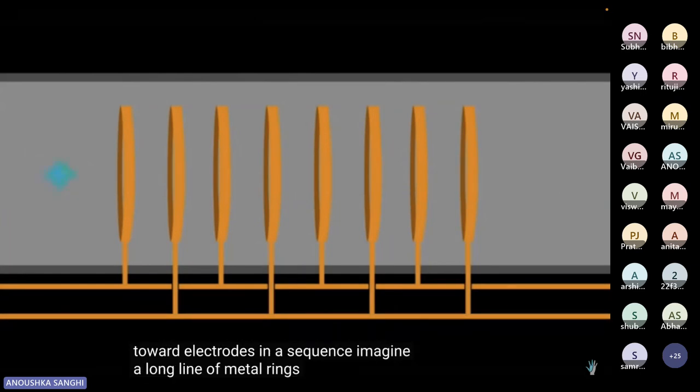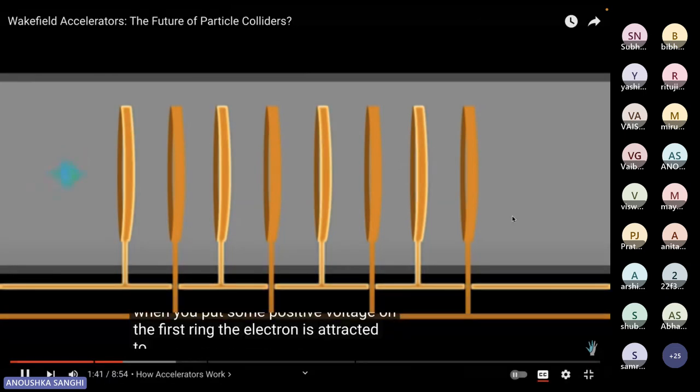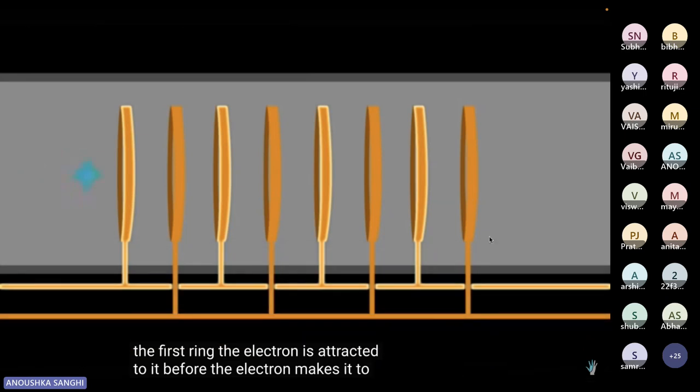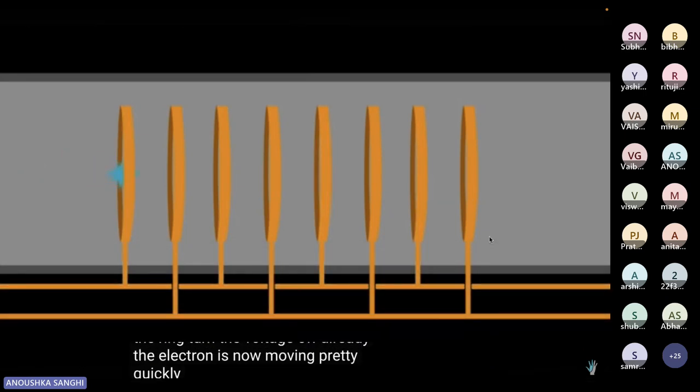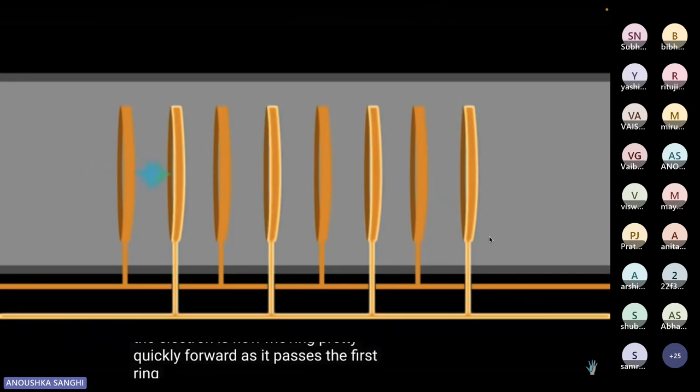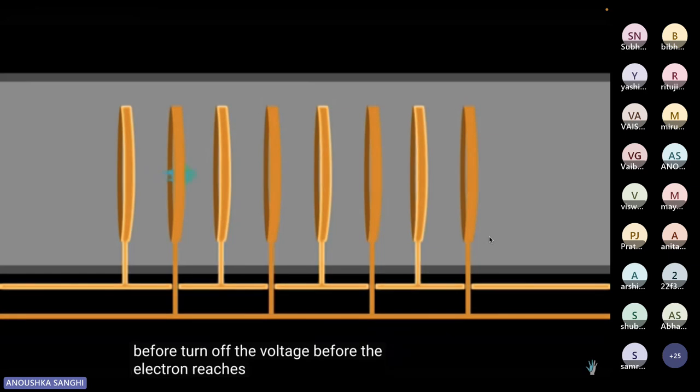Imagine a long line of metal rings in a vacuum with a single electron placed at one end. When you put some positive voltage on the first ring, the electron is attracted to it. Before the electron makes it to the ring, turn the voltage off. Already, the electron is now moving pretty quickly forward. As it passes the first ring, put voltage on the second ring. As before, turn off the voltage before the electron reaches it.